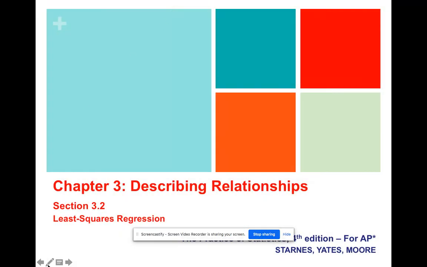Okay, we are continuing with scatter plots, and today we are going to look at what's called least squares regression, which is essentially a way of us going about calculating the equation for a line of best fit or a trend line for our data set.